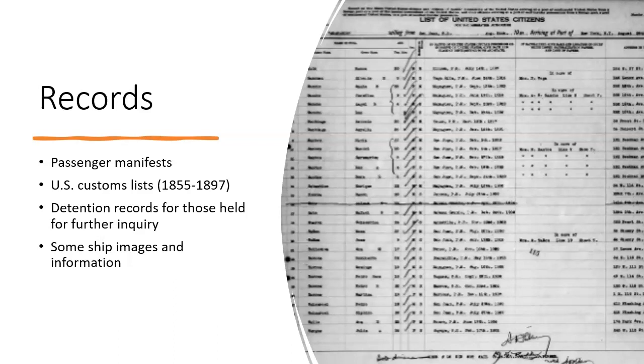There are also some detention records for those who were held for further inspection or inquiry, and if you're lucky, once you've located your relative's passenger list, you may also be able to view an image or additional information about the ship they traveled on. Let's go to the website.